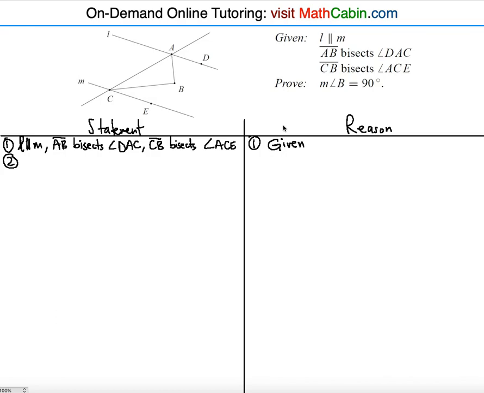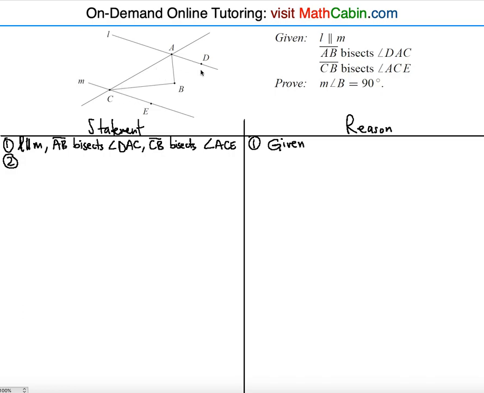In this example, we're given two parallel lines and a triangle is being formed here. So it's given that L is parallel to M, these two lines. AB bisects angle DAC. So bisects means that it's going to form two equal angles as a result, congruent angles. CB bisects angle ACE, right? So this angle ACE is bisected into equal congruent angles.